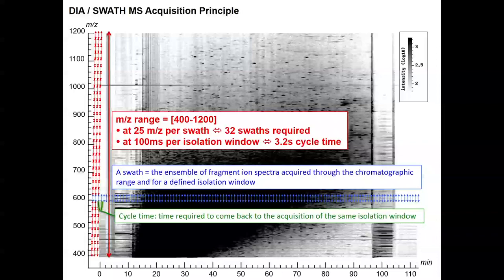And so if we're going across 400 to 1200, and we want to cover that whole space, and we know we need a cycle time of roughly 3 seconds, and we know that in order to get good quality spectra we need some kind of minimum time. At the time we were using about 100 milliseconds, and that means we're allowed to have roughly 32 swath windows in this method, and that means that each window needs to be 25 mass units wide. So there's a balance here between the chromatographic cycle time, how long you want to spend on each MS2 spectrum, and the width.